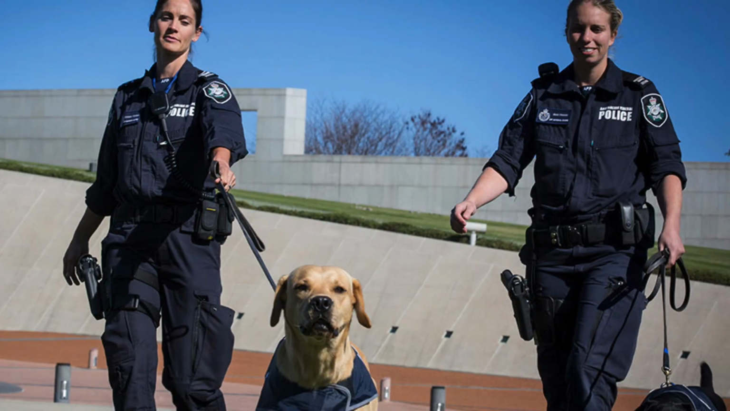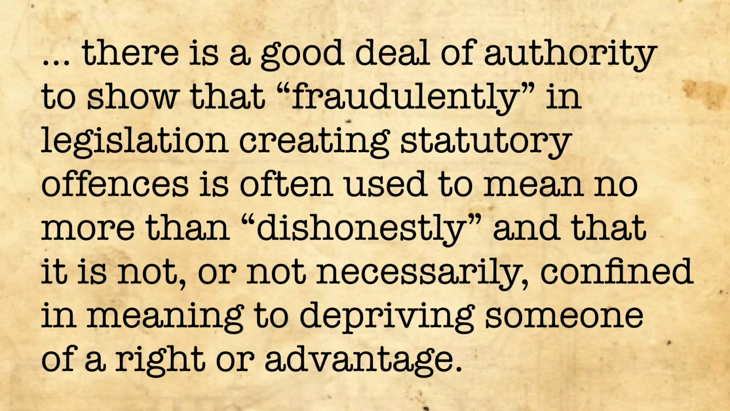Justice of Appeal Macpherson, with whom the other judges agreed, found that there was plenty of authority for the distinction between fraudulently, which just means dishonestly, and intention to defraud, which indicates a desire to obtain a benefit in the way of money or property from being dishonest. He said there is a good deal of authority to show that fraudulently in legislation creating statutory offences is often used to mean no more than dishonestly, and that it is not, or not necessarily, confined in meaning to depriving someone of a right or advantage.